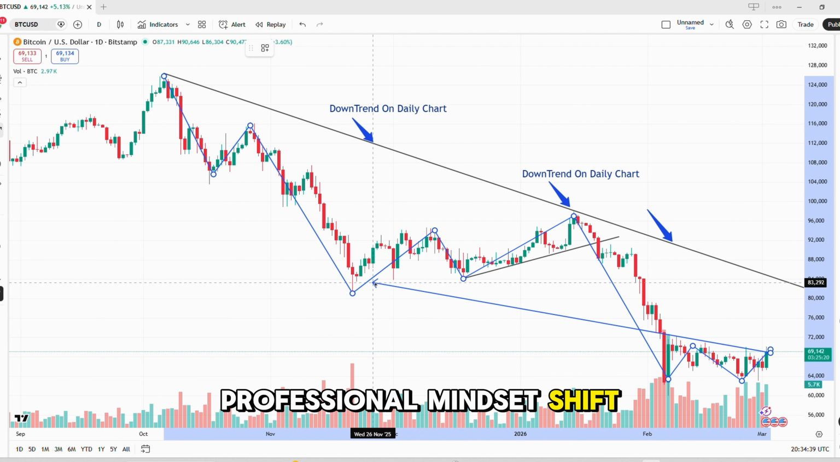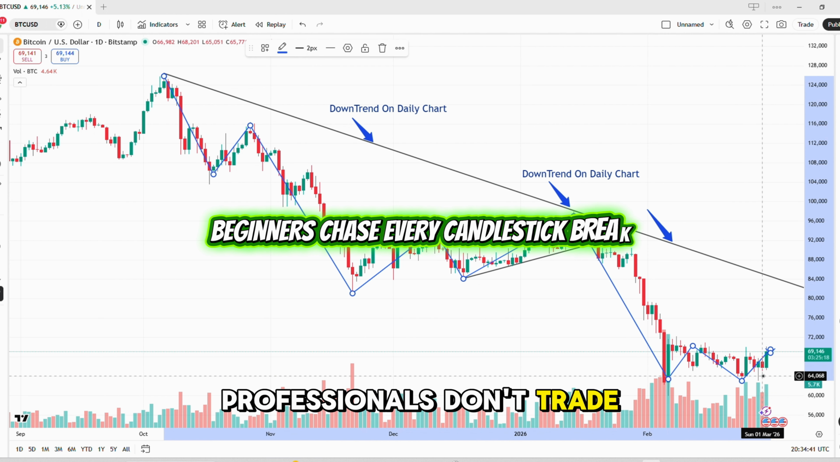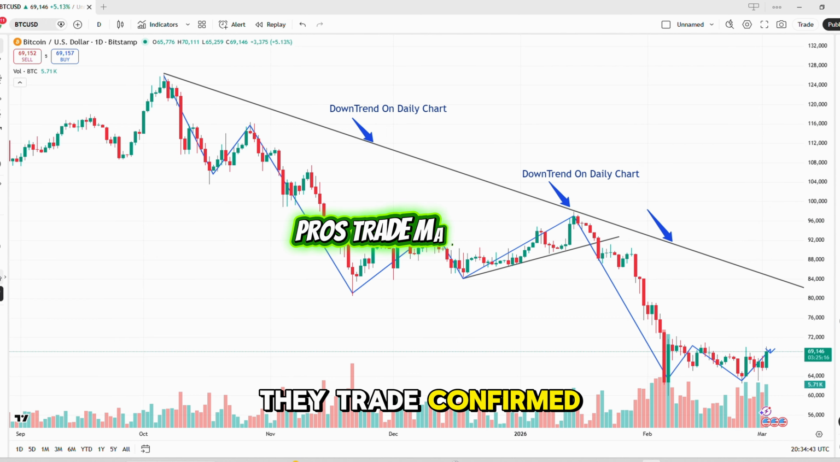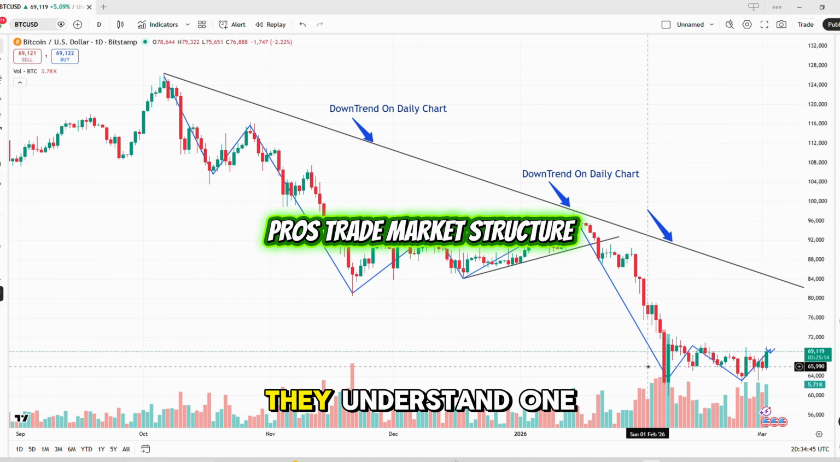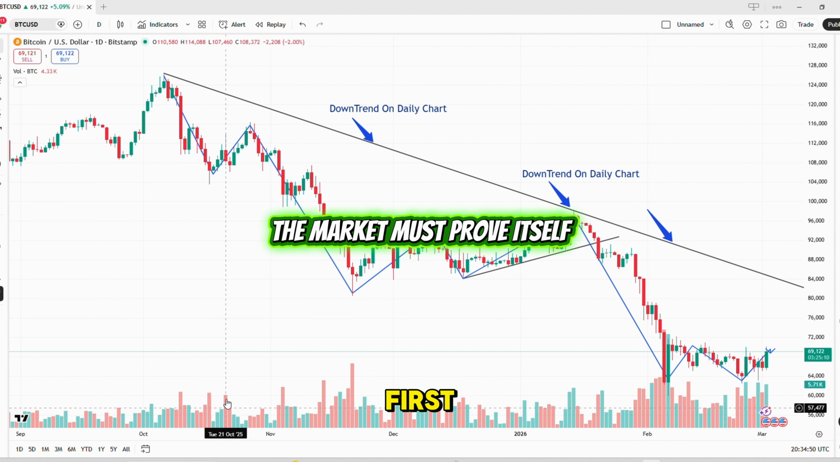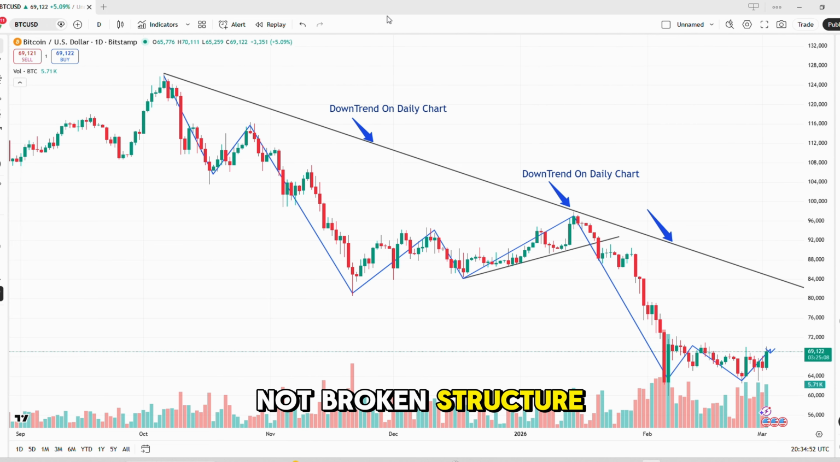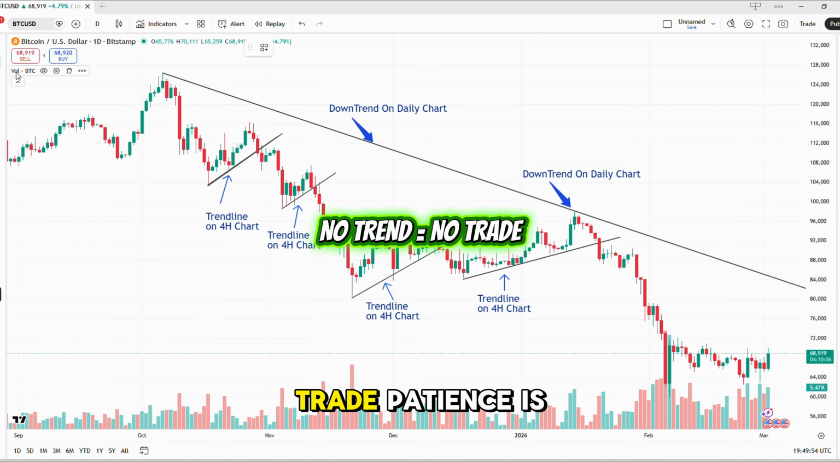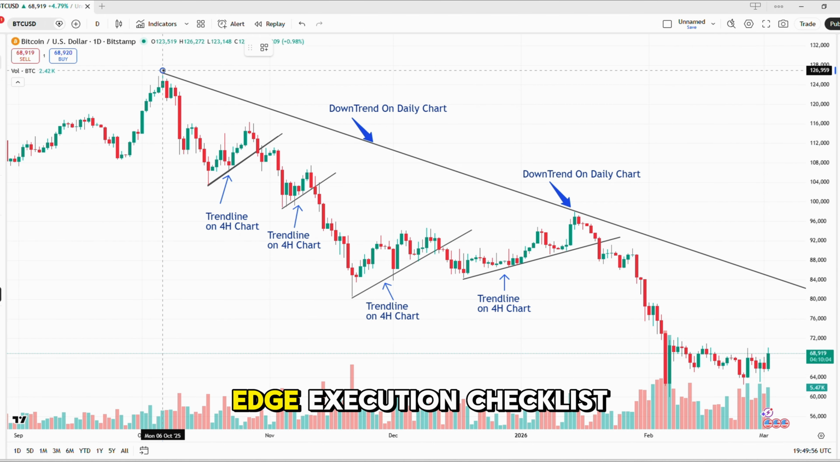Professional mindset shift. Professionals don't trade every break. They trade confirmed continuation. They understand one rule: the market must prove itself first. If price has not broken structure, there is no trade. Patience is part of the edge.